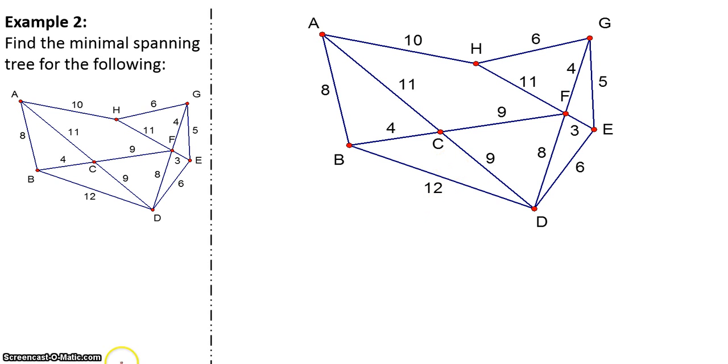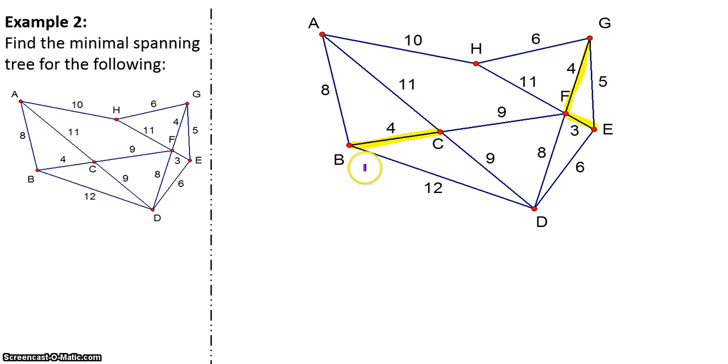Alright, so let's go through and see what you have. So the smallest number in here is 3. So we gotta start somewhere. So we're gonna start that one. That's the only 3. Okay, next number is 4. So you can build that one because it doesn't create a circuit. And you can build this 4.